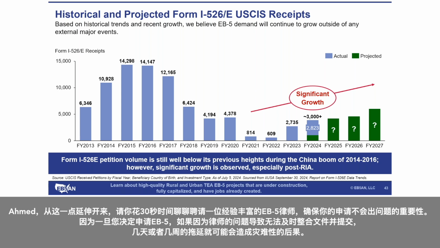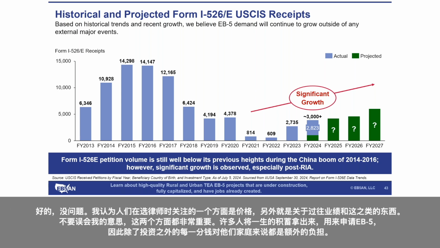Ahmed, just to echo that point, spend just 30 seconds talking about the importance of hiring an experienced EB-5 attorney who's not going to let your file languish. And once you make a decision to do EB-5, days, weeks delay in getting that application in could be potentially disastrous in terms of creating a much longer waiting period, because the attorney couldn't get things together and get it in. Right. Yeah, I think one of the things that people kind of focus on with attorneys is price and basically, some level of track record and things like that.